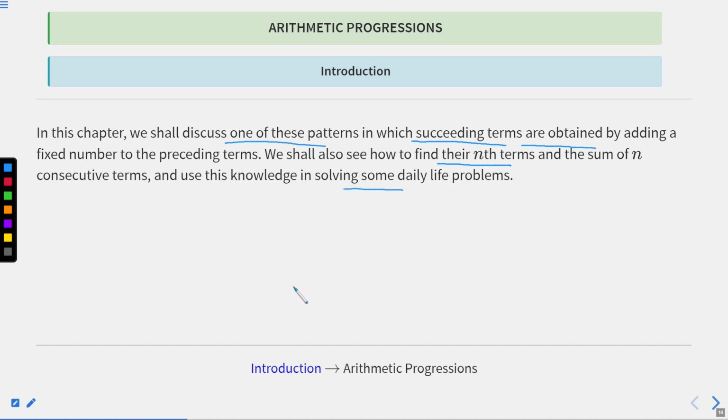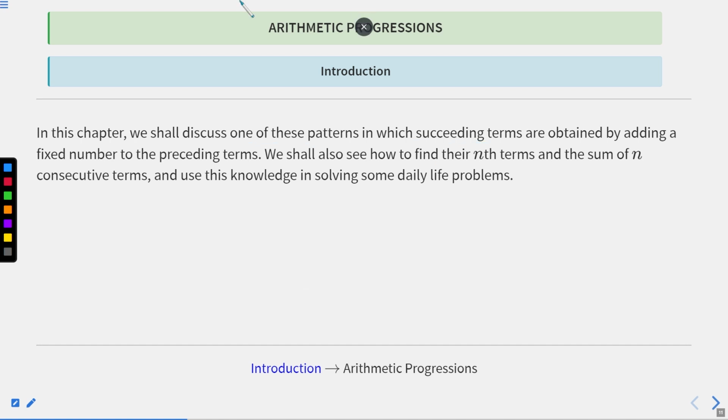So our motive of this chapter basically is to discuss arithmetic progression, where succeeding terms are obtained by adding a fixed number. We also shall see how to find their nth terms and the sum of the n consecutive terms, and use this knowledge to solve some real life problems.